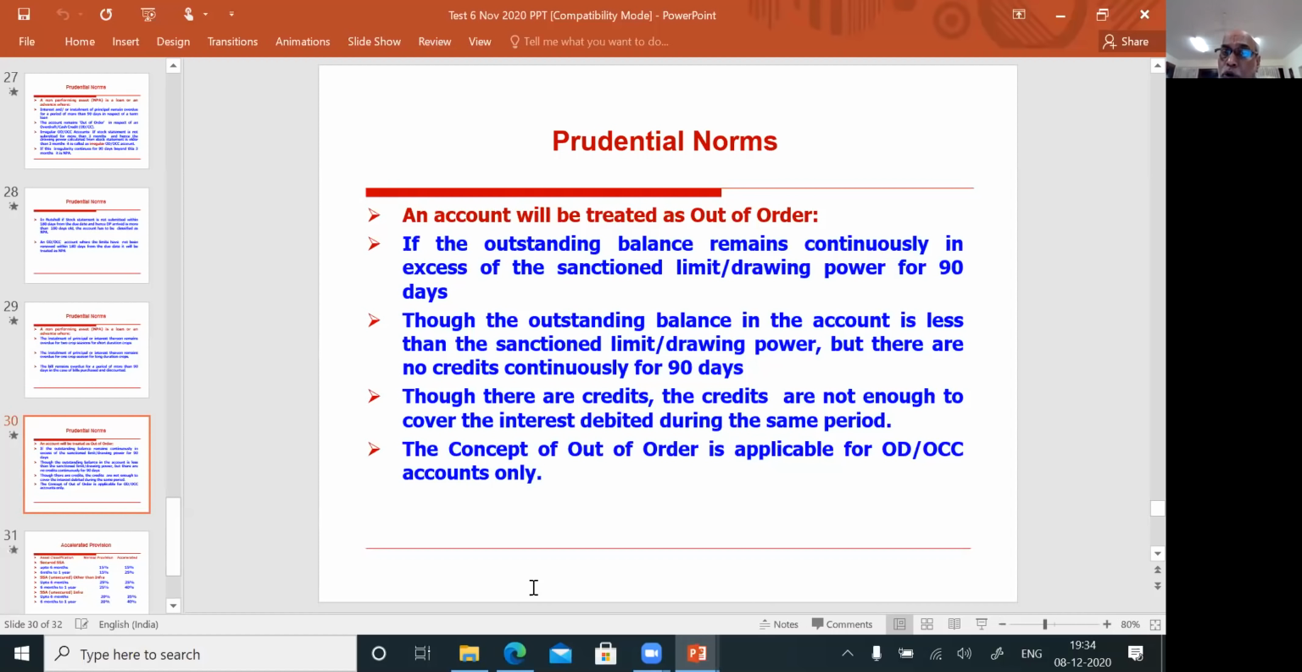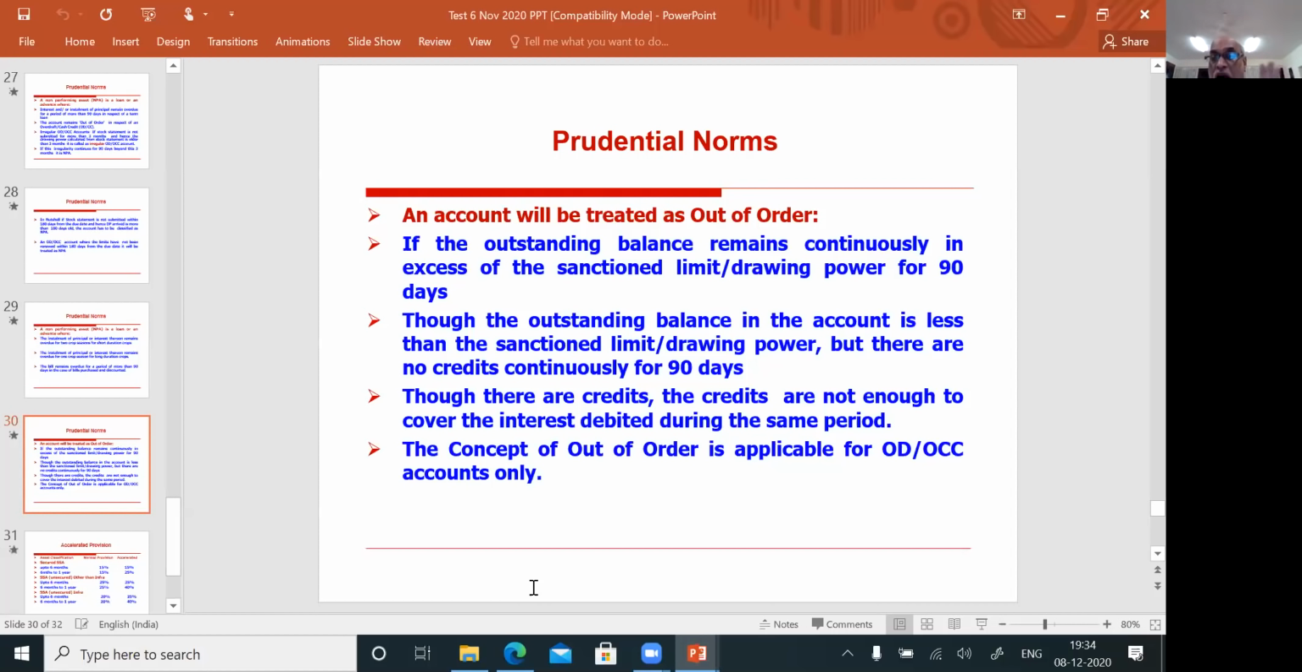Third point, though there are credits in the account, the credits are not sufficient to cover the interest debited during the same period. You take one quarter, you know interest will be debited. If the credits in the account are not sufficient to cover the monthly interest debited in the account, then also it is called out of order. The account will be classified as NPA. Please keep that in mind.